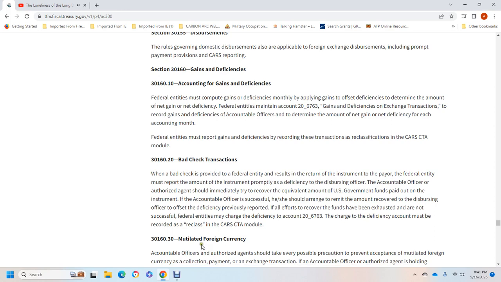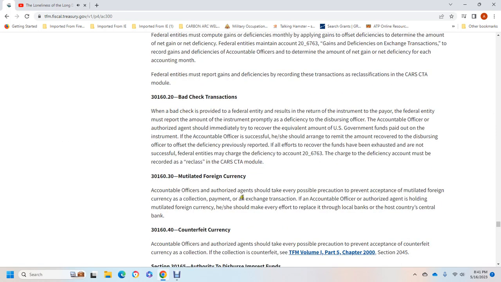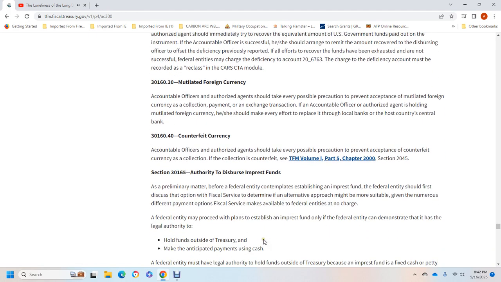3160-30, mutilated foreign currency. The accounting officer with the authorization shall take every possible precaution to prevent acceptance of mutilated foreign currency in collection, payment, or exchange transactions. The accountable officer holding mutilated foreign currency shall make every effort to replace it through the local bank or the host country's central bank. 3160-40, counterfeit currency. The accountable officer shall take every possible precaution to prevent acceptance of counterfeit currency. See the Treasury Financial Manual, Volume 1, Part 5, Chapter 2000, Section 2035. Section 3165, authority to disburse and impress funds.